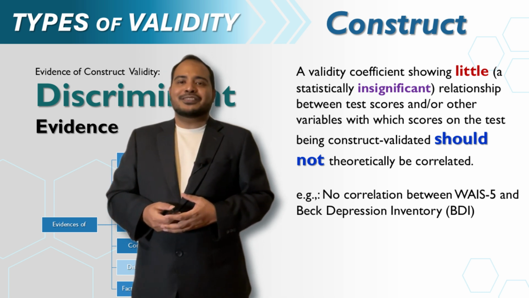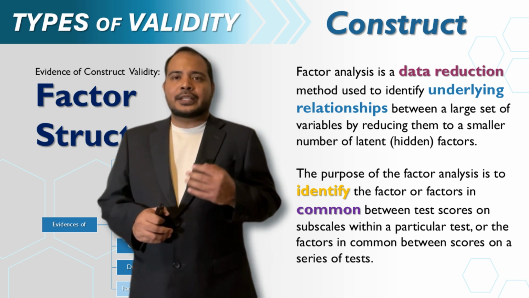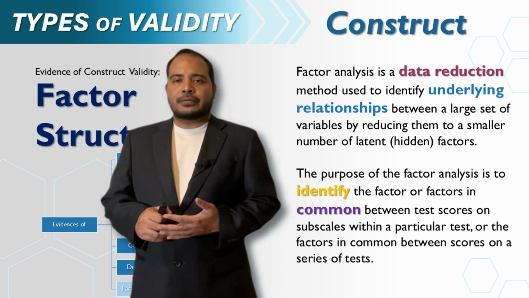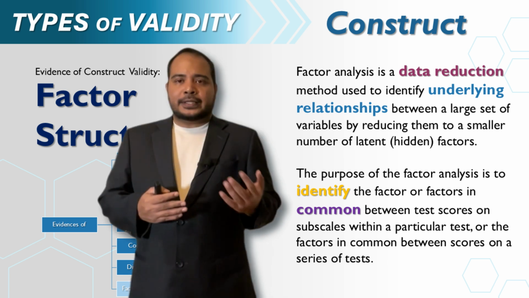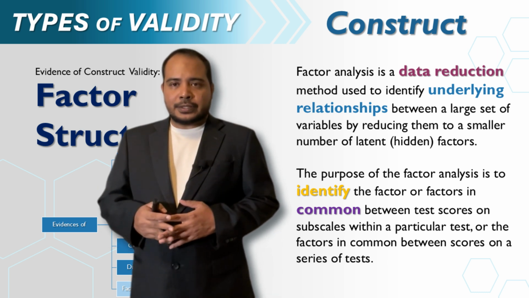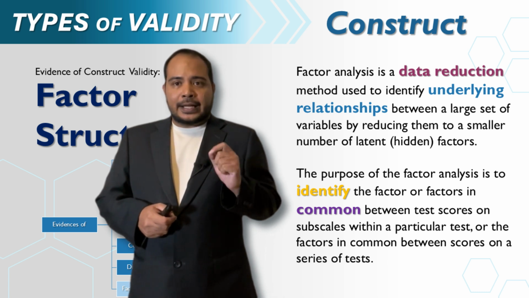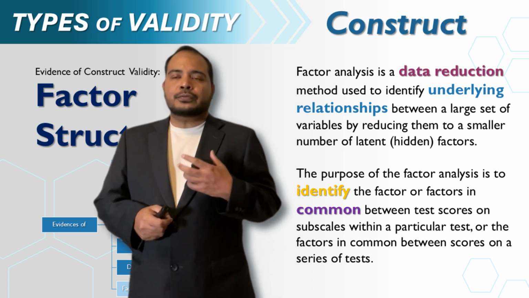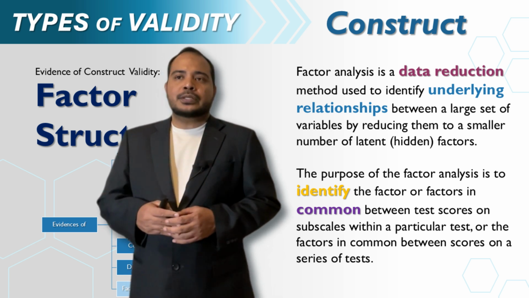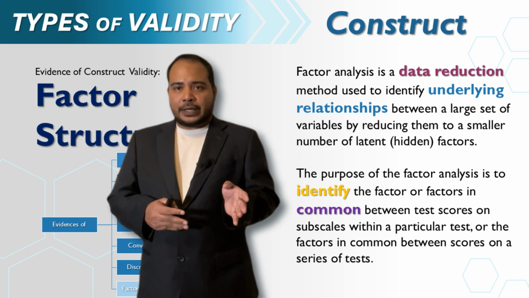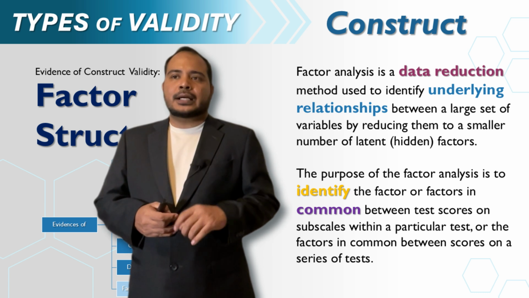Discriminant validity. Another method that we can use to find evidence of construct validity is factor structure. Some textbooks use the term factor analysis, but this refers to the same concept and process. So here we use factor analysis as the method to find evidence of the factor structure of the test, the test whose validity we want to establish. So what is factor analysis? As a review, factor analysis is a data reduction method.